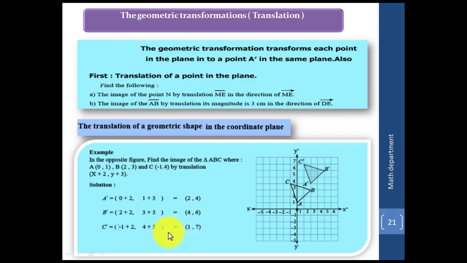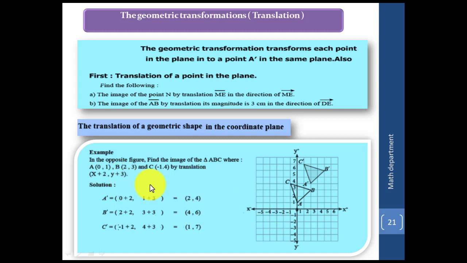So in any exercise, add the first number in the ordered pair to the first number in the ordered pair of translation. Add the second number in the ordered pair to the second number in the ordered pair of translation to find the image.